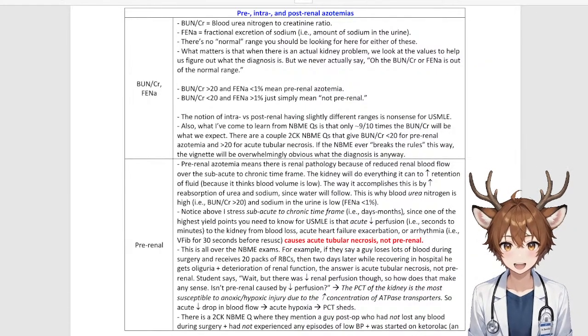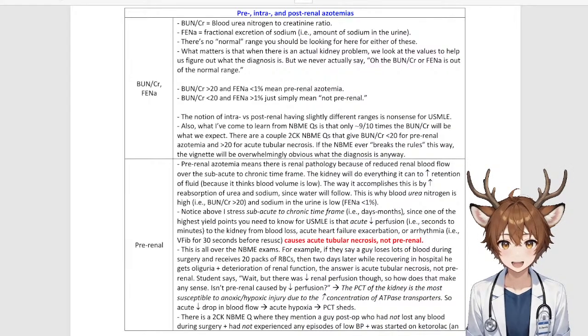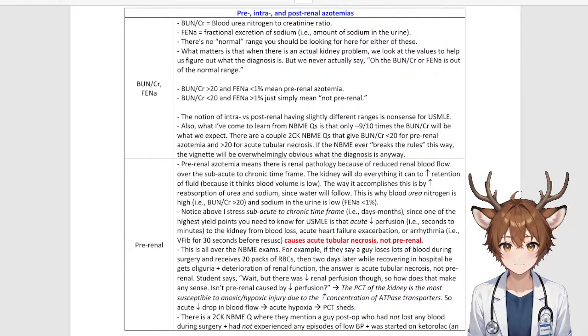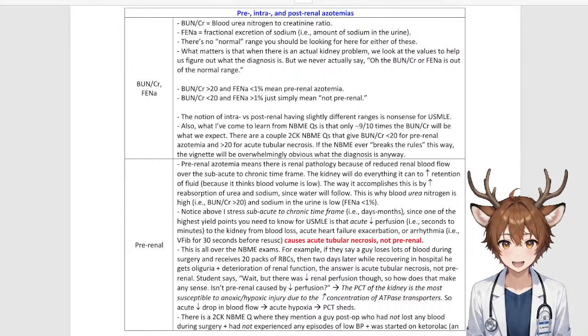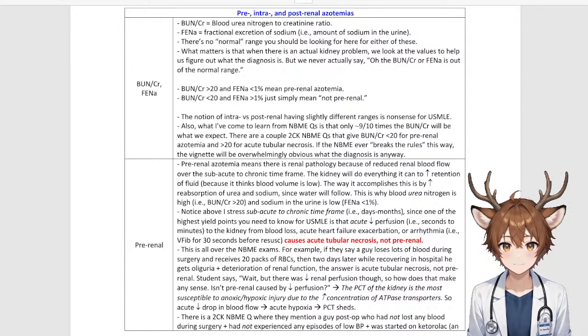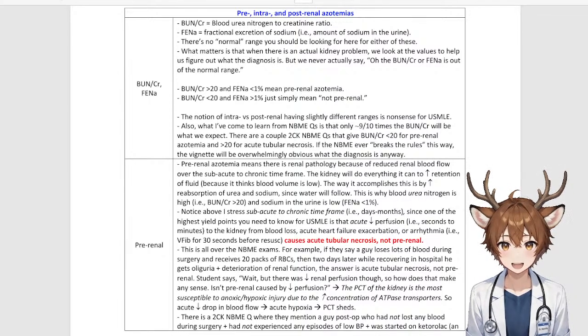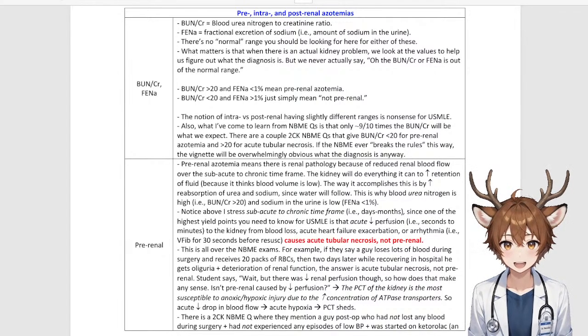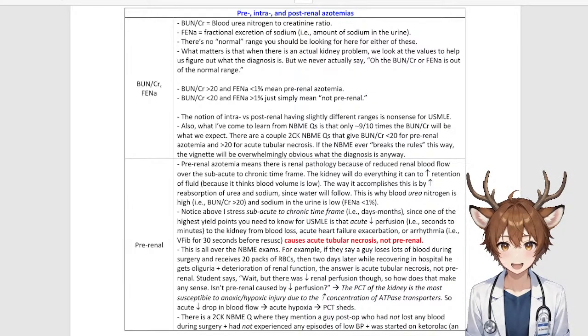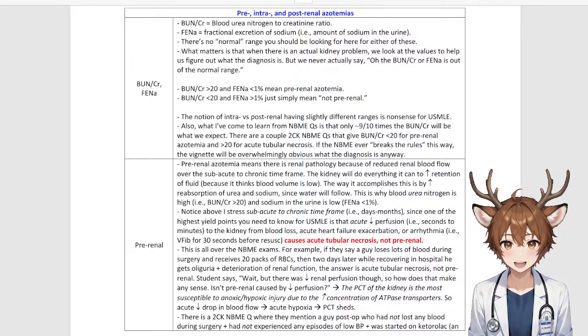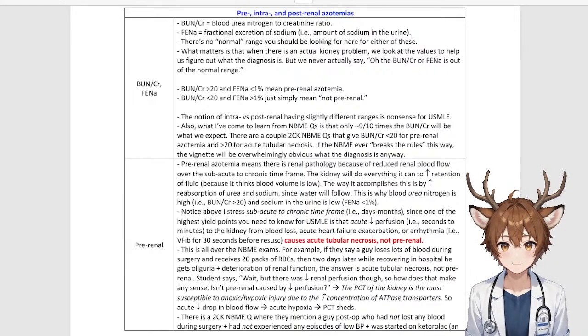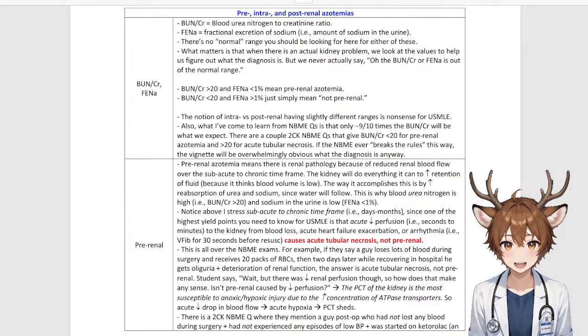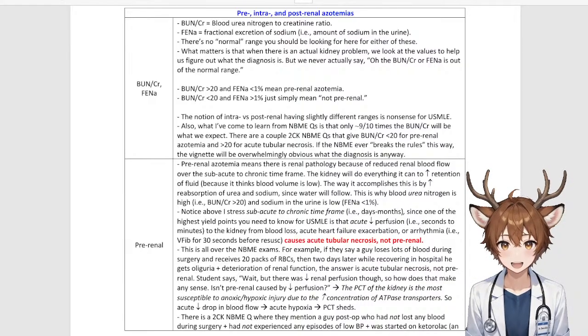The notion of intra- versus post-renal having slightly different ranges is nonsense for USMLE. Also, I've come to learn from the NBME questions that only 9 out of 10 times the BUN/creatinine will be what we expect. There are a couple of 2CK NBME questions that give a BUN/creatinine less than 20 for pre-renal azotemia and greater than 20 for acute tubular necrosis. If the NBME ever breaks the rules this way, the vignette will be overwhelmingly obvious as to what the diagnosis is anyway. So it's not perfect, but it's probably going to be true 90% of the time, if not more. And it'll be pretty obvious, if you know what you're reading about, that one thing is the exception rather than the rule.